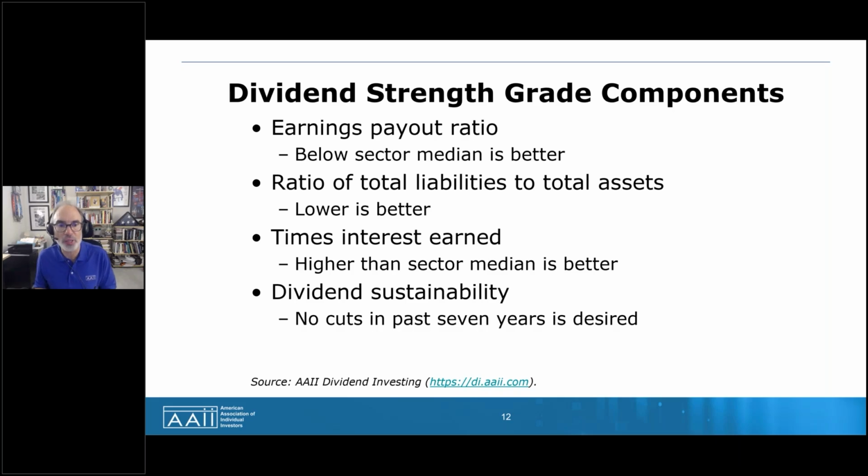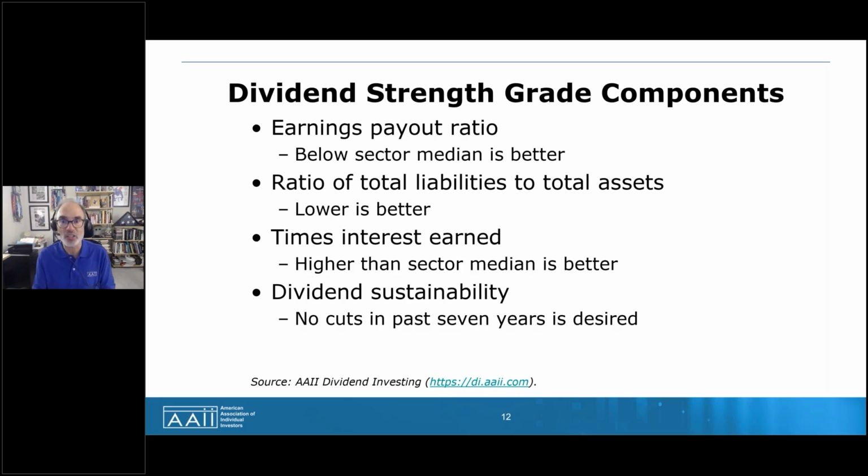Now, we also look at liabilities to total assets. We want those to generally be lower as well. They do vary again by sector, and sometimes by company, but we do want them to be lower because lower debt levels give a company more flexibility in terms of what it can do with its cash. Also, the higher the debt level gets, the more at risk the company is of hitting its upper debt covenants.